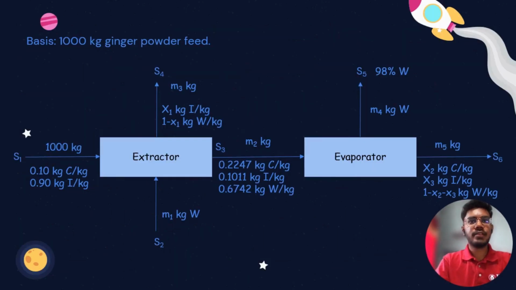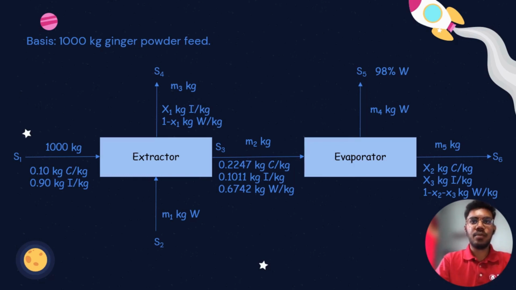From the last sentence of the description, we have been given the basis for this question, which is 1000 kilogram ginger powder feed. And from the description, we know that there are two processes. The first one is the extractor, and the second one is the evaporator. In the extractor, we have two inputs and two outputs. The first input is the 1000 kilogram of ginger powder, and the second one is water. And the outputs are M2 and M3.